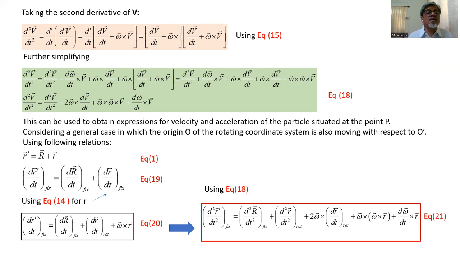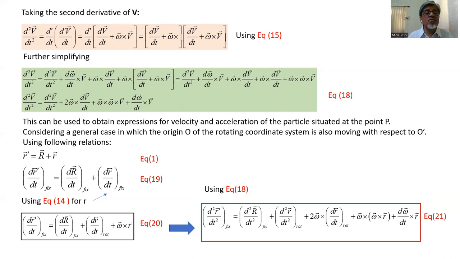So this can be simplified then in the form that d2v/dt' square is equal to d2v/dt square plus d omega/dt cross v plus omega cross dv/dt plus omega cross the bracket term. If you open the bracket term and simplify, we can find that it is d2v/dt square plus d omega/dt cross v plus omega cross dv/dt plus omega cross dv/dt. So that term happens two times. Plus the last term is omega cross omega cross v. This can be further written as d2v/dt' square equal to d2v/dt square plus 2 omega cross dv/dt plus omega cross omega cross v plus d omega/dt cross v. That is equation number 18.